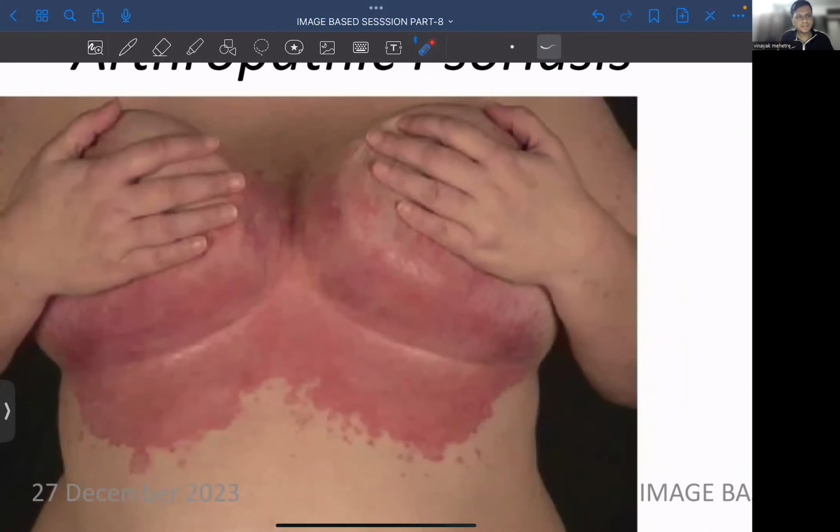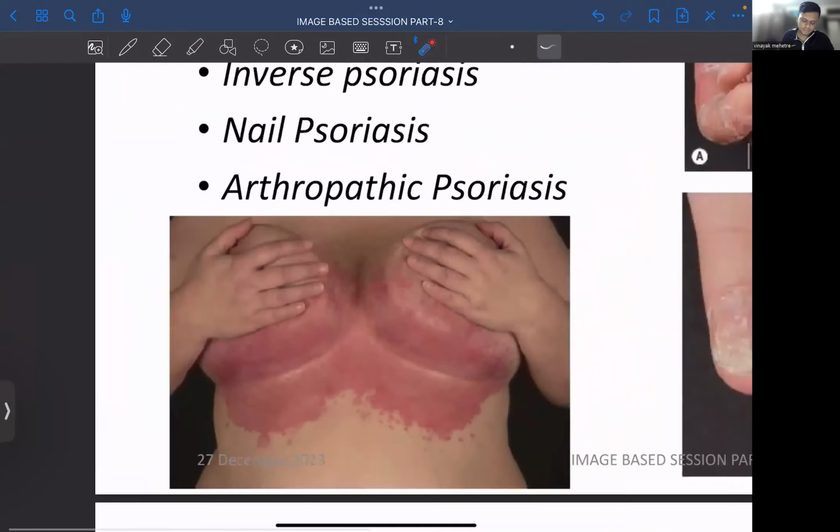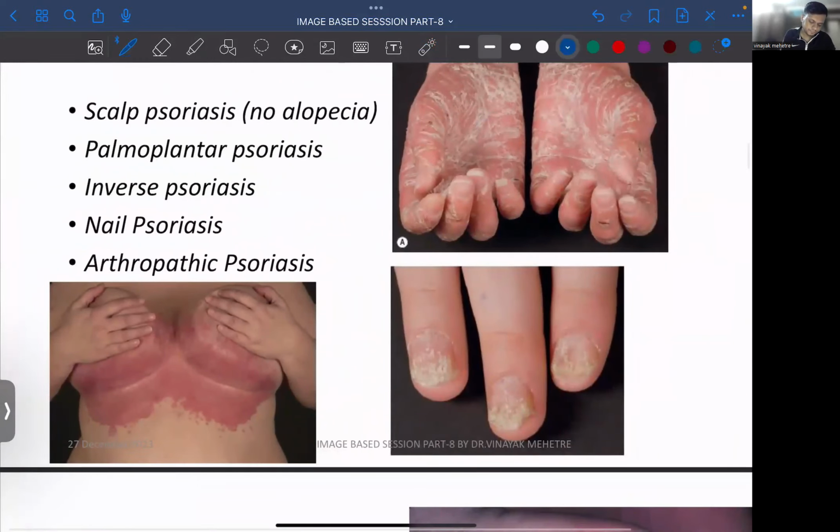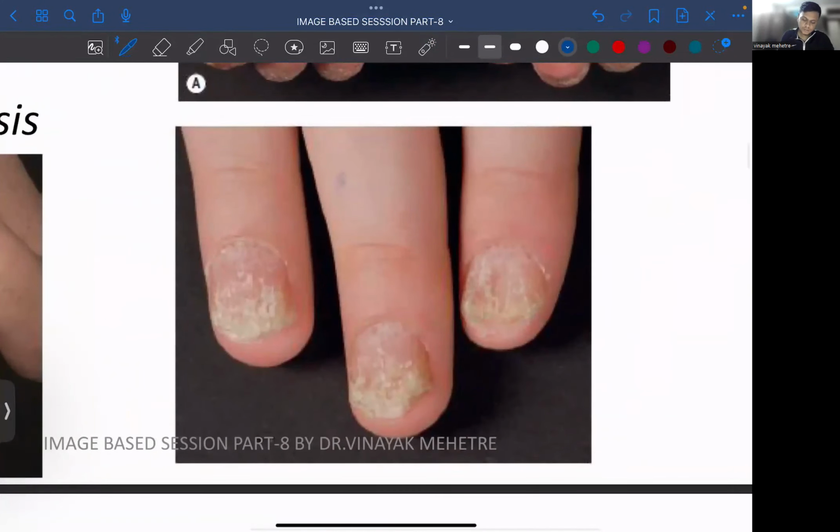Redness below the breast without silvery white scale is called inverse psoriasis. Inverse psoriasis, right? Whiteness over nail is called nail psoriasis, right? We will call this nail psoriasis.